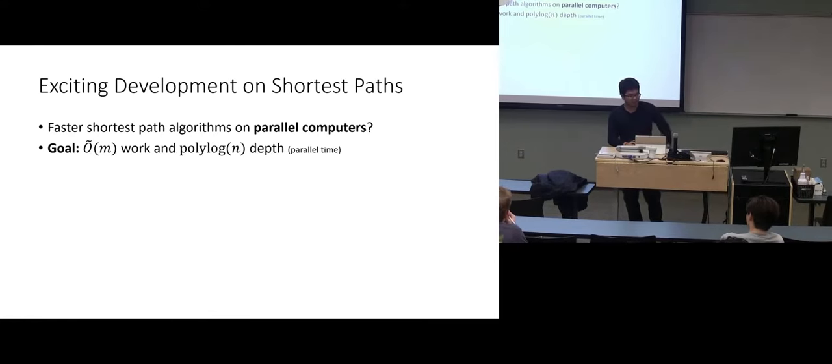So the goal would be, if you have even m computers, so the number of computers is as big as the graph, let's say, can you still compute your shortest path in total work which is close to linear like before, but the depth, the parallel time, should now be super fast, just polylog n. Make sense? Okay. Does it make sense? Okay, thanks.